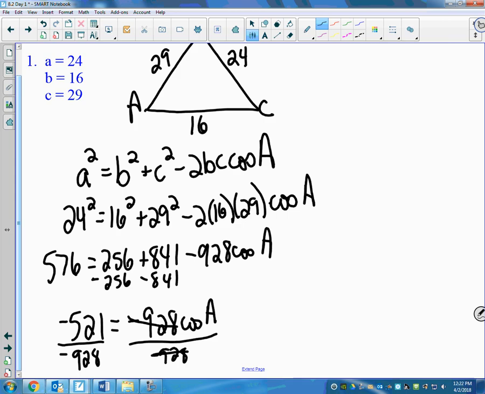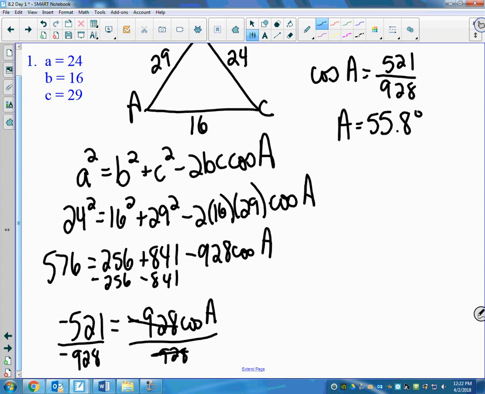But just like with sine, when you solve for that, right, I get the cosine of A equals 521 over 928. And I'm going to do the inverse cosine of 521 divided by 928, right? And that gives me 55.8 degrees.